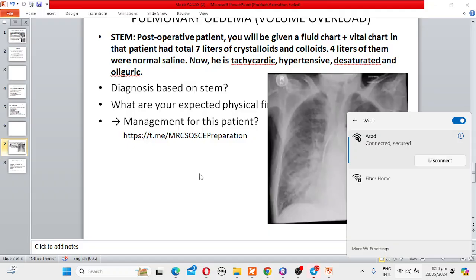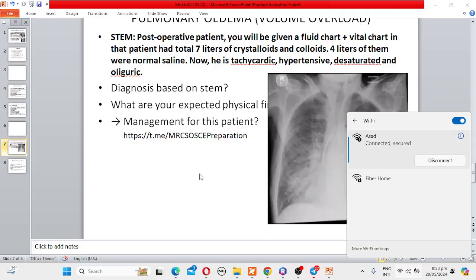So for the management of this patient, listen to me very carefully, Dr. Sultana. This is how you will answer. You mentioned everything, just listen to the steps I am mentioning. I'll manage this patient according to the care of the critically ill surgical patient protocol. First, I'll stop any infusion. Then I'll use high flow oxygen, either non-invasive or invasive ventilation. Then I'll sit the patient upright.